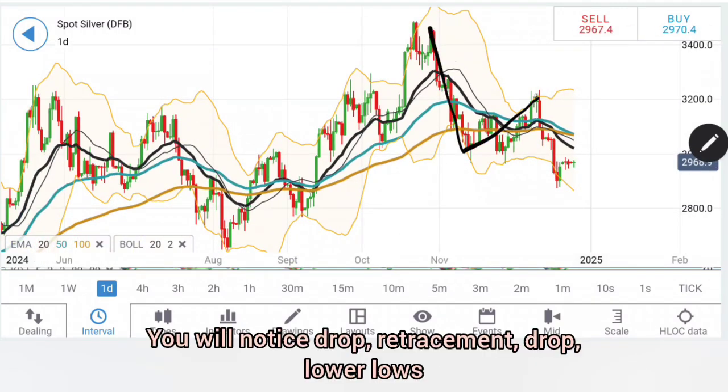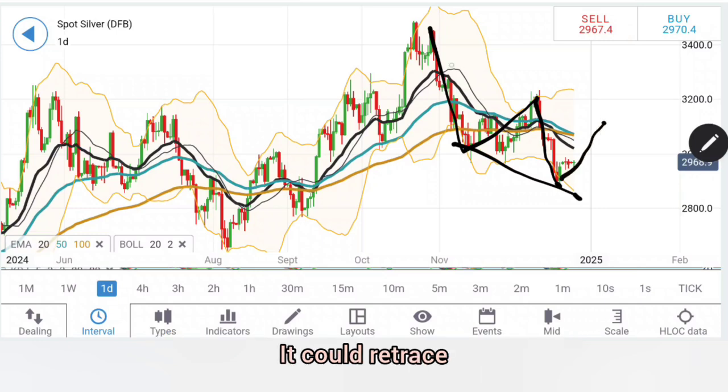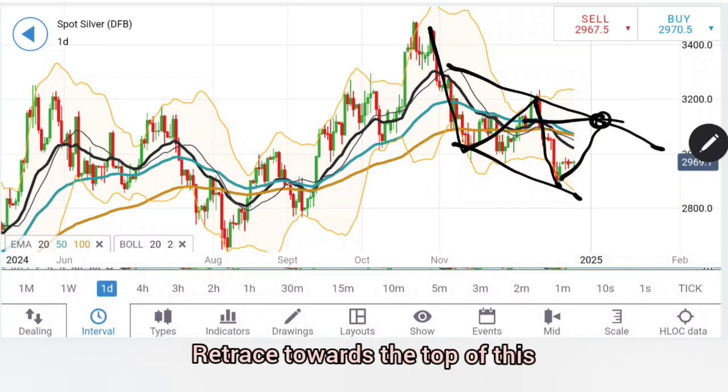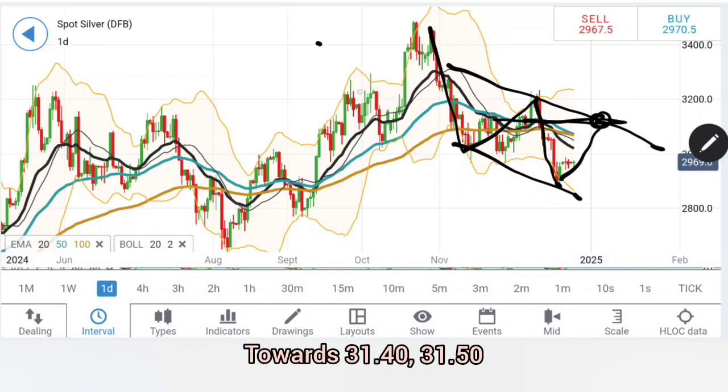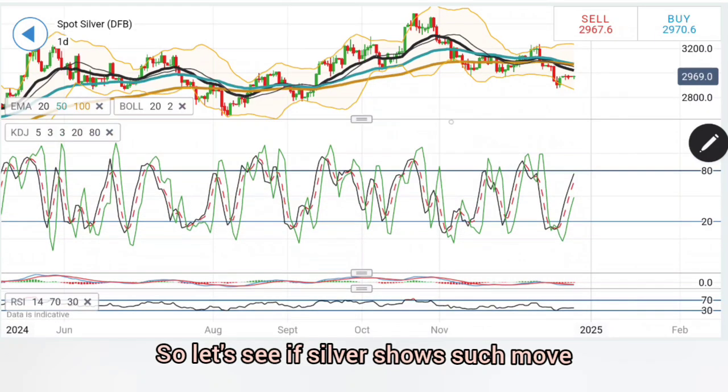You will notice drop, retracement, drop, lower lows. It could retrace towards where? Retrace towards the top of this. Where is the top of this? Towards 3140, 3150. So let's see if silver shows such a move.